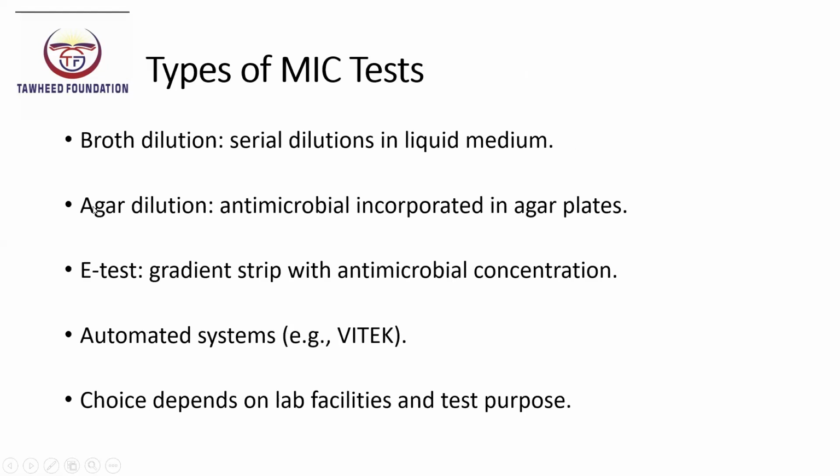Types of MIC test. These are the types of MIC test: broth dilution, agar dilution, E-test, and automated systems, for example Vitek. The choice depends on lab facilities and the purpose of the experiment or test. Broth dilution uses serial dilutions in liquid medium. It is the most common method, performed in tubes or microplates. Agar dilution involves incorporating antimicrobial agents into agar plates and spotting bacteria. E-test uses gradient strips to determine MIC on agar.